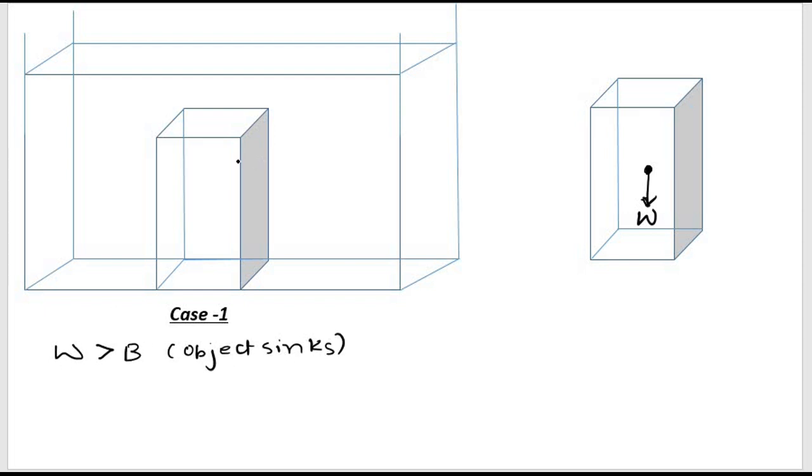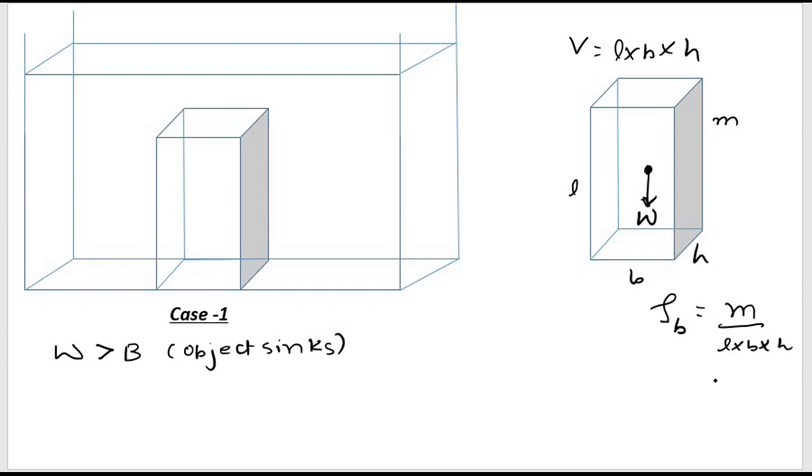Correct? And this body settles down completely at the bottom of this tank, which contains, say for example, a liquid or water, right? Which means the length, breadth and height were L, B, H. So the volume of the body was L into B into H. Mass of the body is, say for example, M, and the density of this body would be rho body, and that is equal to mass of the body divided by volume of the body, that is L into B into H, right? Or it can also simply be written as M by V, right?